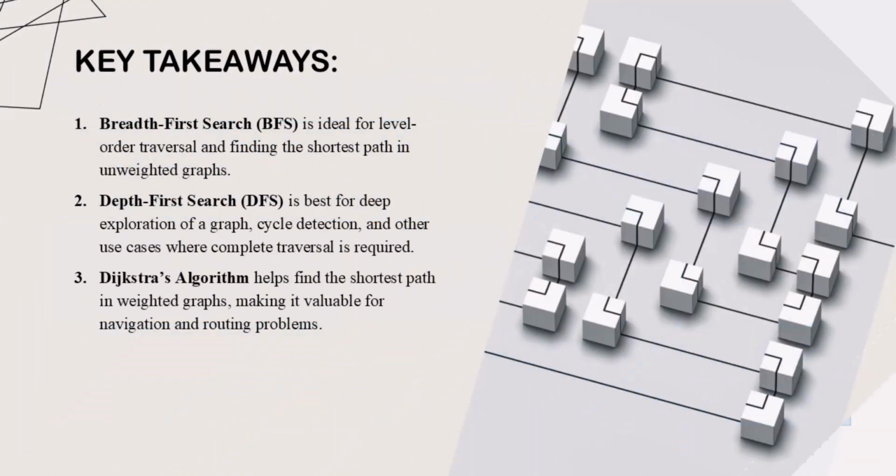To summarize, we covered breadth first search, BFS, depth first search, DFS, and Dijkstra's algorithm. Each of these algorithms serves different purposes when working with graphs, and understanding when and how to use them will help you tackle complex problems involving networks, paths, and relationships.